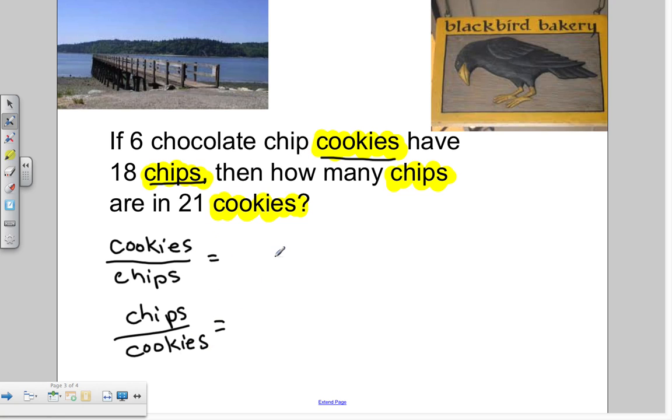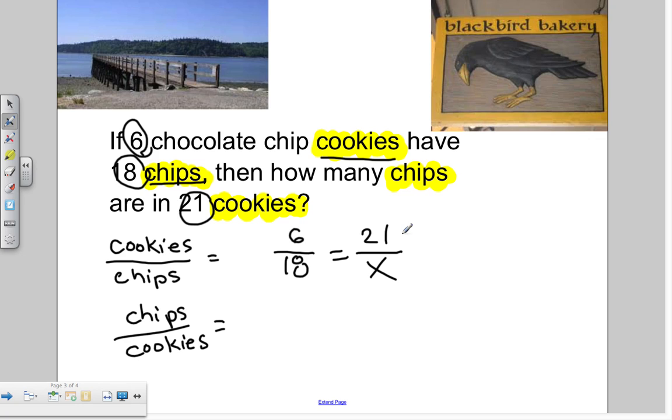Okay, so then I start by saying, all right, I'm going to make a proportion. So a proportion looks like this. Let's fill in the blanks. I've got 6 chocolate chip cookies. So 6 cookies goes on the top. Have 18 chips. 18 chips is going to go with chips on the bottom. How many chips? Okay, chips is x. Are in 21 cookies. 21. So now I've got a proportion, and I want to go ahead and solve it.